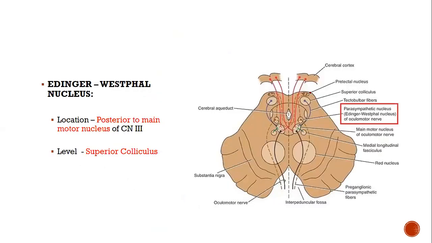Further going, there is another nucleus which is present right next to, a little bit posterior to, the main motor nucleus of the oculomotor nerve. This nucleus is known as the parasympathetic nucleus of the oculomotor nerve, also known as the Edinger-Westphal nucleus. So the Edinger-Westphal nucleus is also present at the same location, at the level of the superior colliculus. However, it is present posterior to the main motor nucleus.